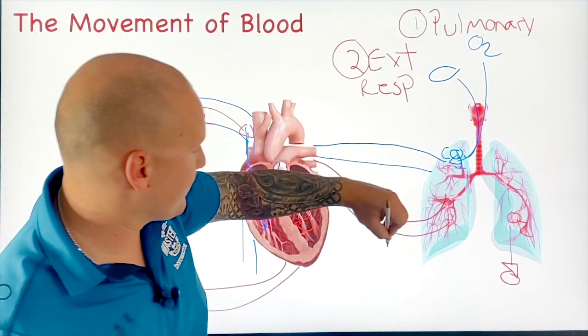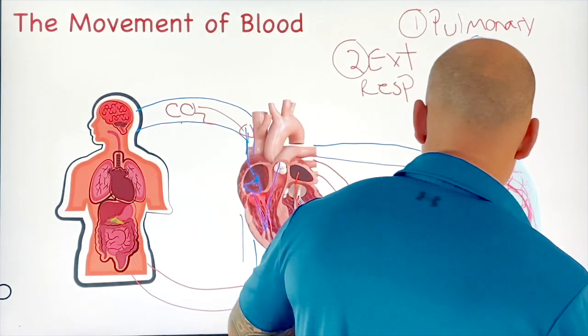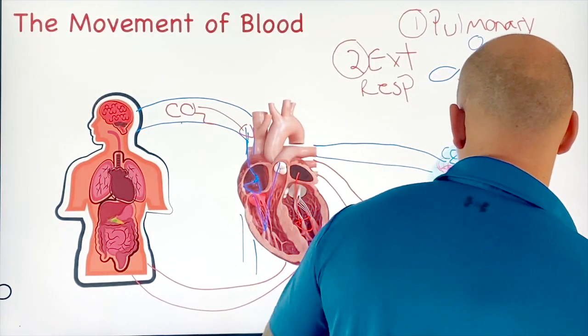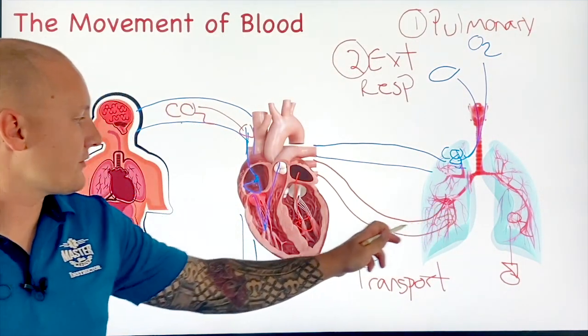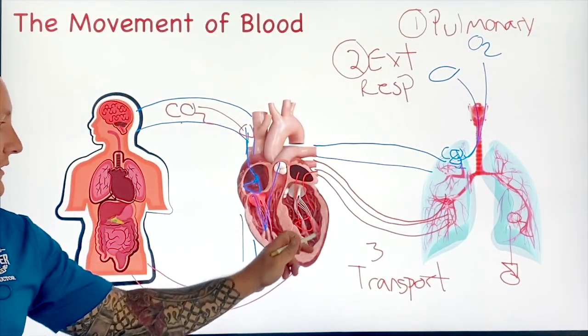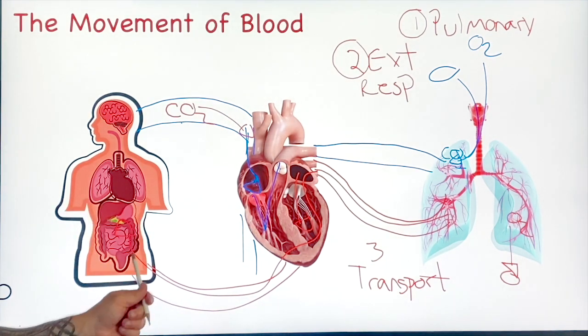And then three, we have the transport of that gas. Number three is transport, and that is going to be moving blood from the lungs through the heart and back to the body cells to keep them perfused. That is the third part of this picture, that transport.